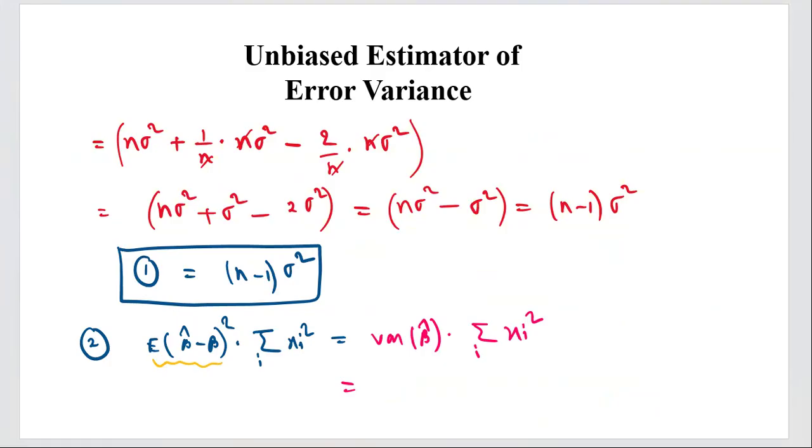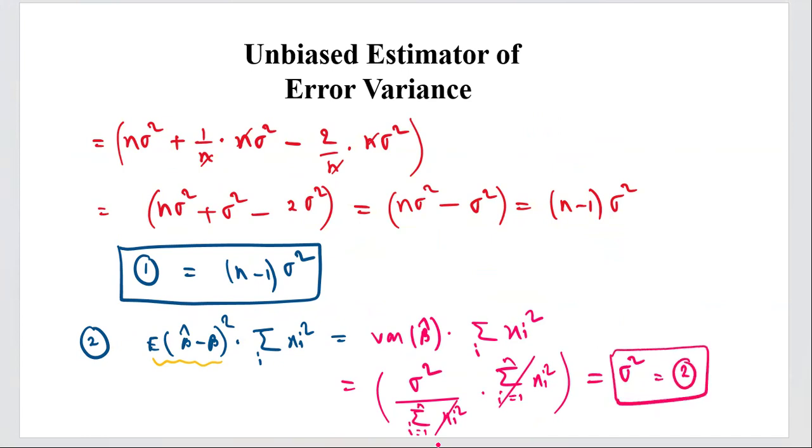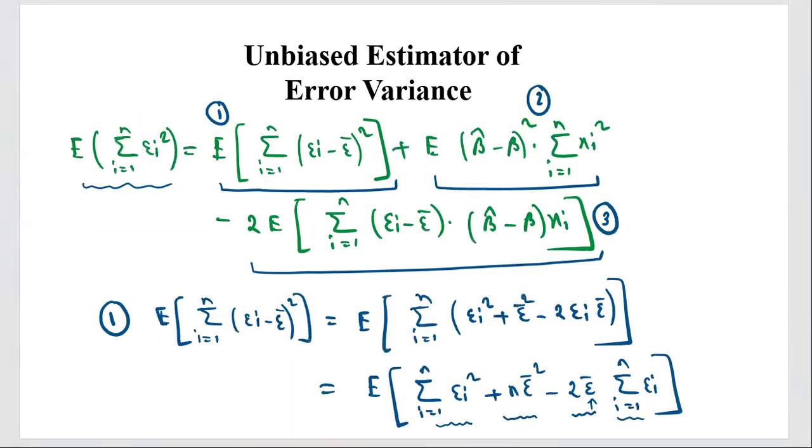Now, in the previous videos, I have found out what is variance of beta cap. You can refer to that video. I am here writing the final answer: this will be sigma square by summation xi square, i from 1 to n, into this same thing here. So this and this will cancel out, and the value of the second part is simply sigma square. So the first part is n minus 1 sigma square, the second part is only sigma square. Now find out what will be the third part, and then we will combine everything and find out the result.